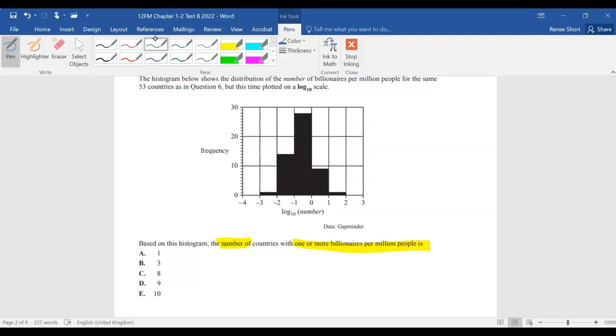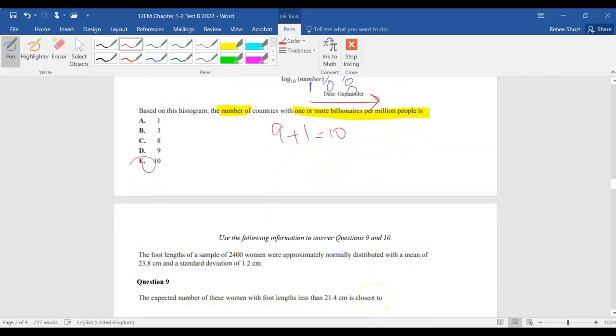So remember, with a log scale, we should write underneath what the numbers are straight away. I like to start at 1 because that tells me I add 1 0, so that's 10, 2 means 100. Just 0 is the number 1. So when I want 1 or more billionaires, I'm talking about this across. And we can see the frequency for this column is 9, and the frequency here is 1. And so I need to add them together, and my answer here would be E, 10.